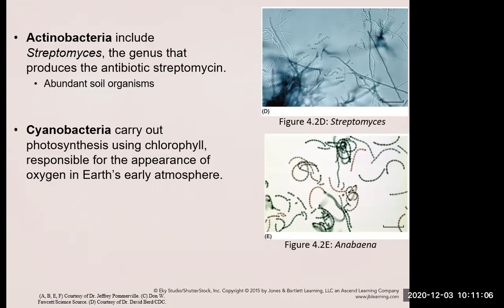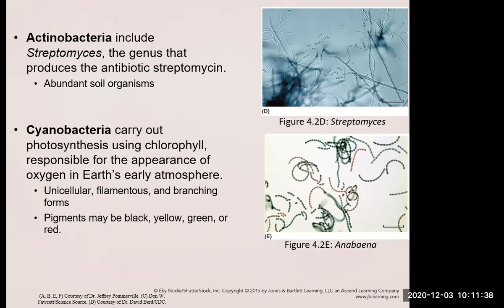These cyanobacteria are special because they can carry out photosynthesis using chlorophyll. So again, keep in mind photosynthesis is harnessing the energy of the sun through UV rays. We're going to convert, pardon me, carbon dioxide into oxygen and produce energy for the cell. And these can have various forms, whether they're on their own as a single cell, they can be in filamentous or branching forms as well.